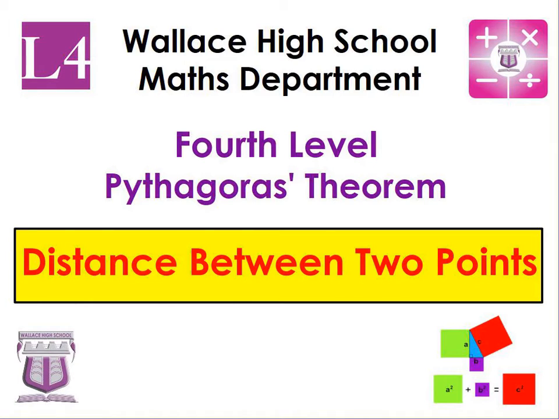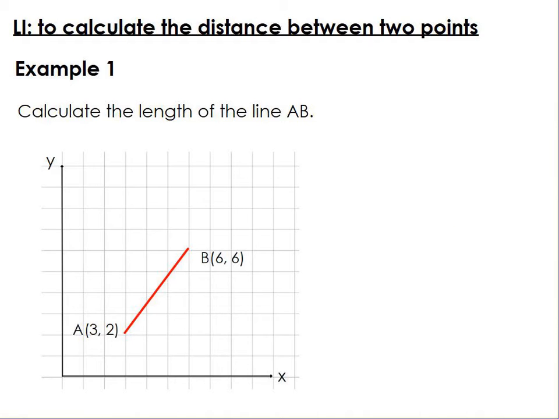Today's lesson is on Pythagoras' theorem, and we are looking at the distance between 2 points. Example 1. Calculate the length of the line AB. So we can use Pythagoras to work out the distance between two coordinate points.